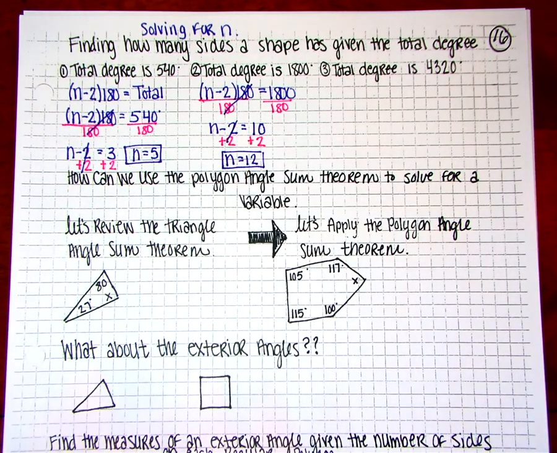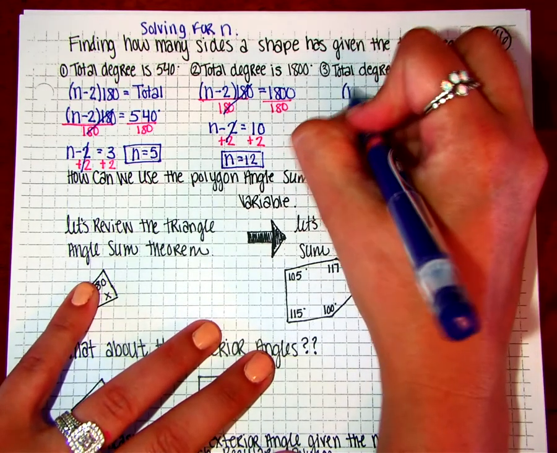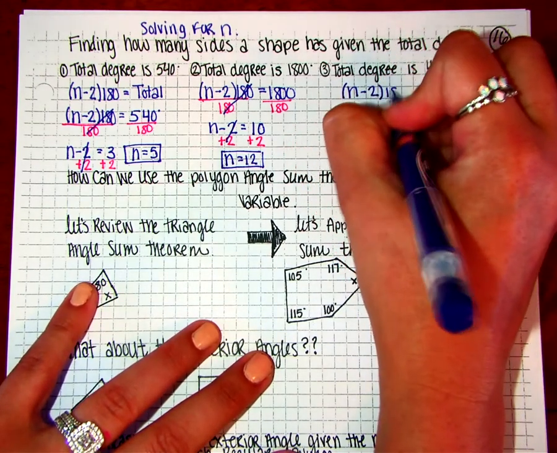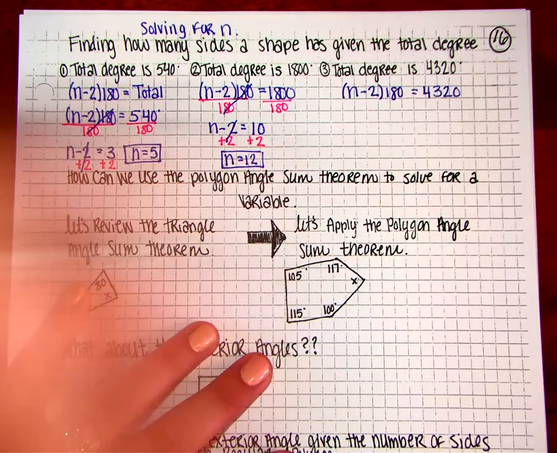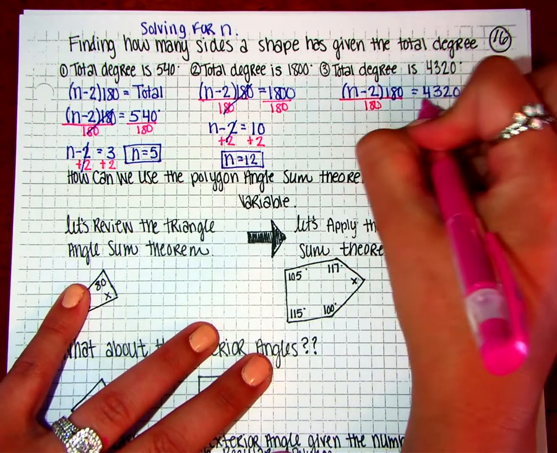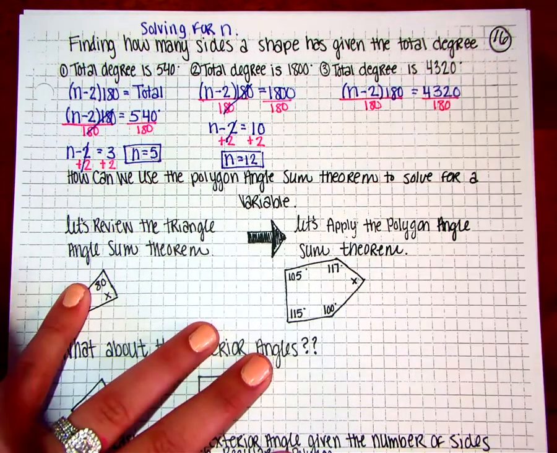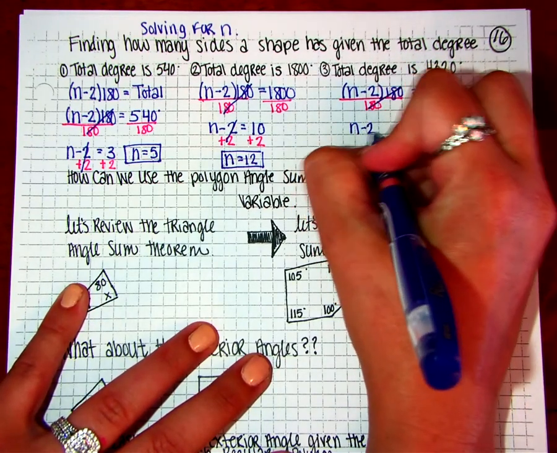Let's try one more. My total degree is 4,320. I need to know how many sides the shape has. Don't use guess and check and just pick random numbers. Just solve it. A lot of the time you take more time trying to just plug in a random number for n than actually solving the problem. The problem is just a two-step formula.